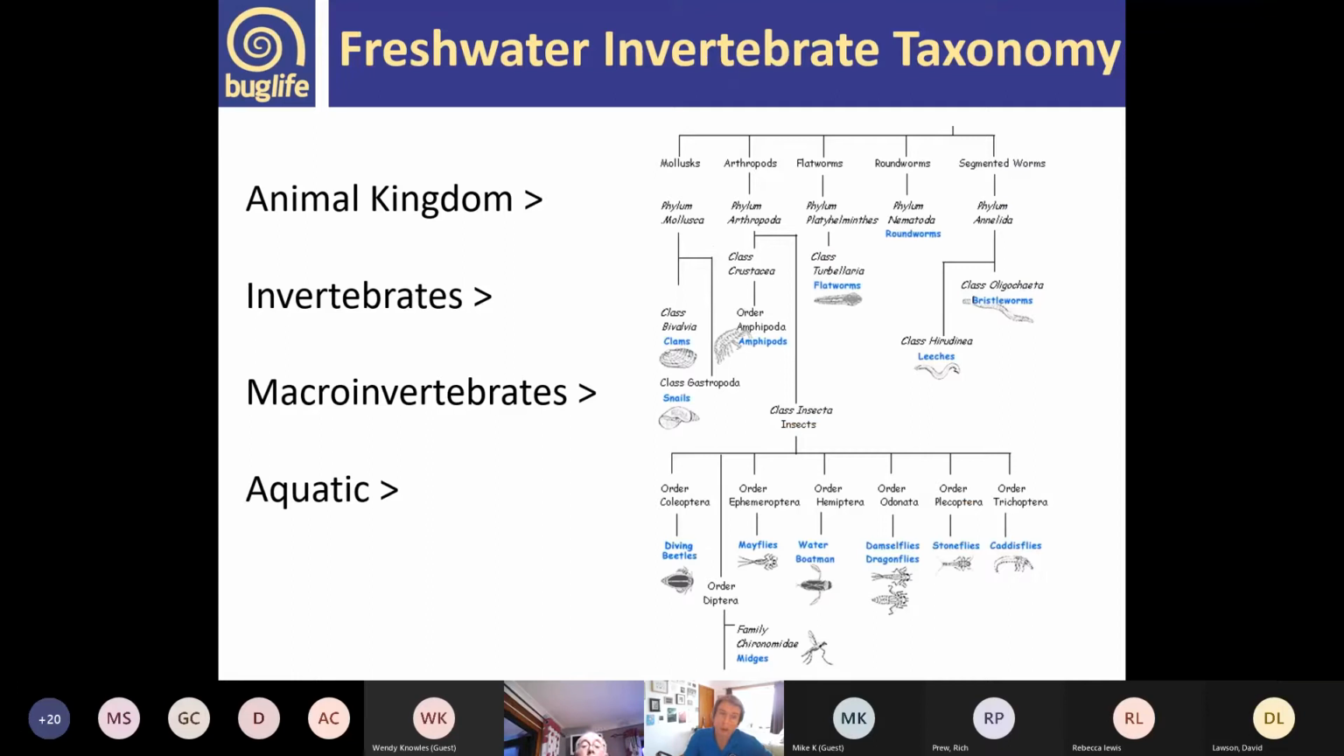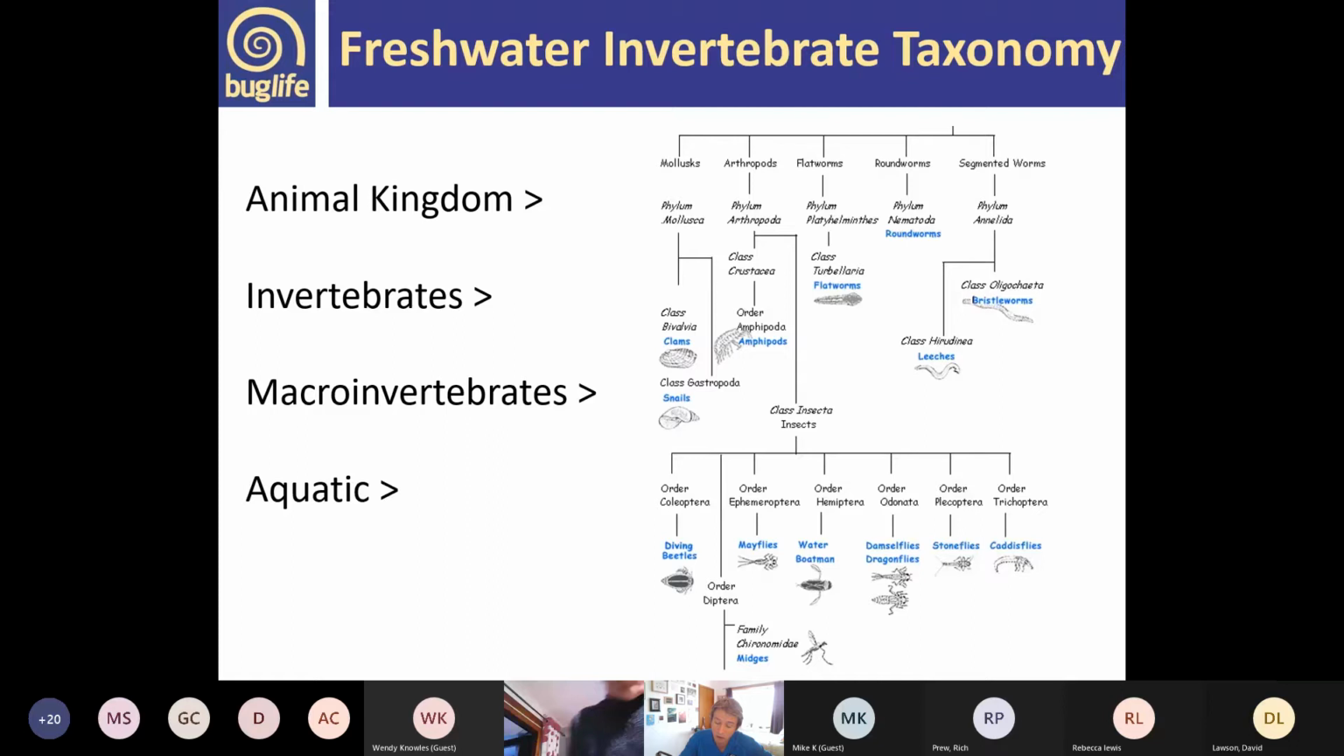So a little bit about the taxonomy of some of the groups that we're going to be looking at. The groups of invertebrates we're going to focus on today primarily belong to these main phyla within macroinvertebrates. So we're going to be looking at mollusks, which include the bivalves and gastropods. We're going to be including arthropods. Arthropods are a massive phylum, including the amphipods and the huge order of insects.